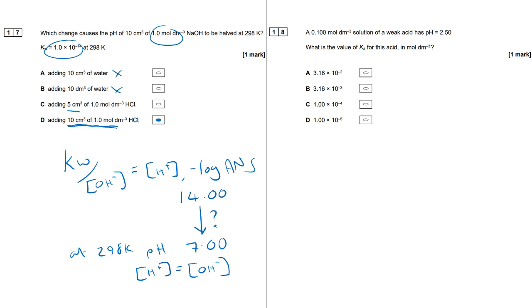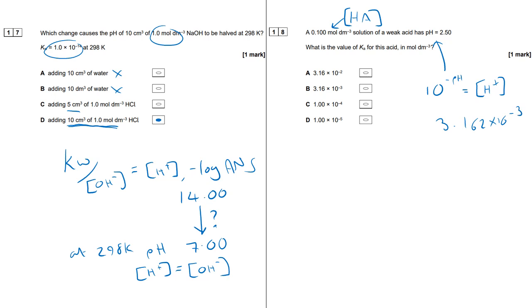Question number 18. A 0.1 mole per decimeter cubed solution of a weak acid has a pH of 2.5. What's the value of Ka for this? So we have the concentration of the acid, HA. We've got the pH. So if we do 10 to the minus pH, we can find the hydrogen ion concentration. So 10 to the minus 2.5 would give us the concentration of 3.162 times 10 to the minus 3.